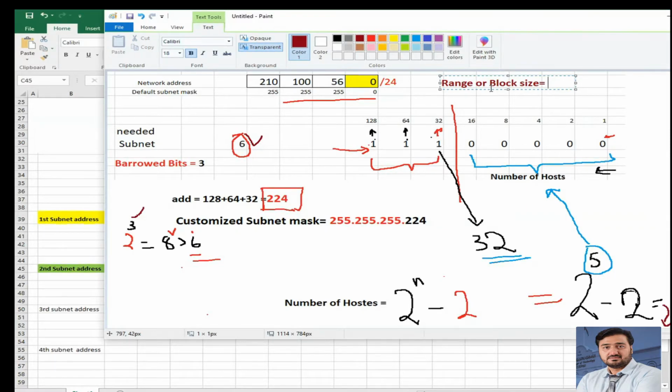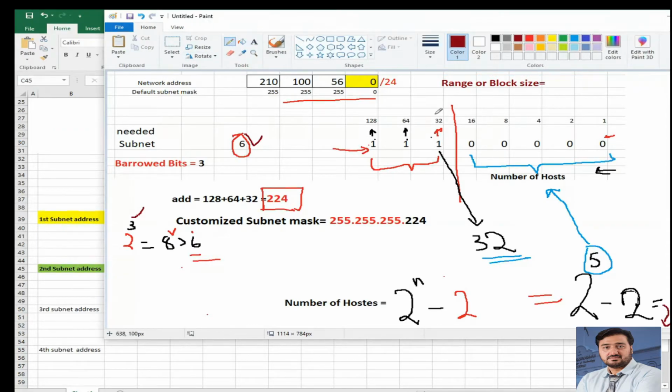Always write this down: check the value of the last bit borrowed. What is the value of the last bit borrowed here in this case? This is the first bit, second bit, last bit. What is the value? 32. Yes, 32. That is the last bit borrowed value.